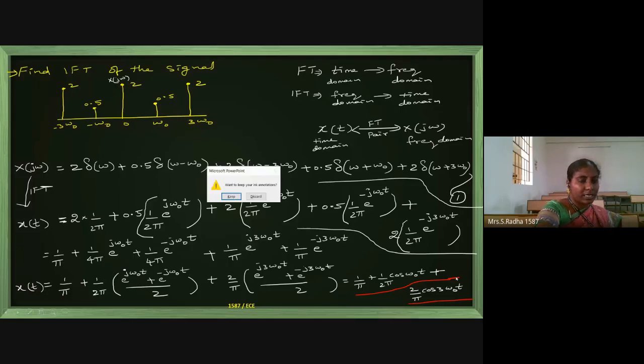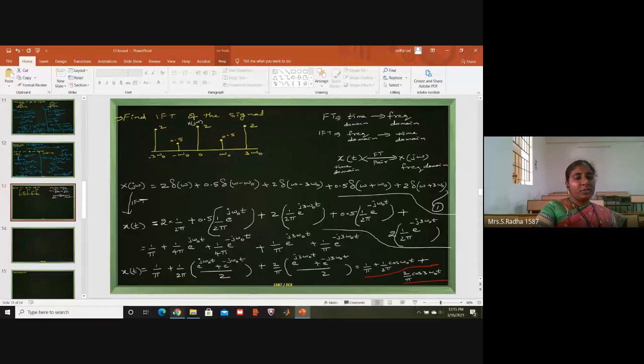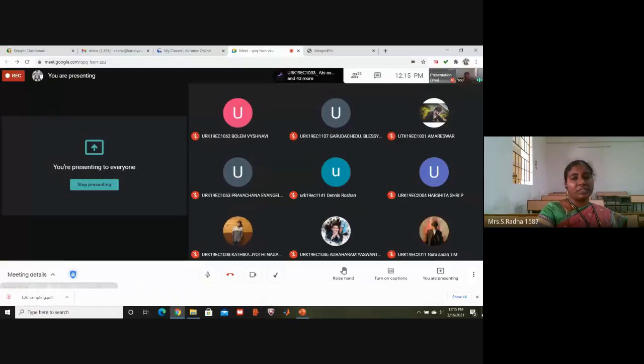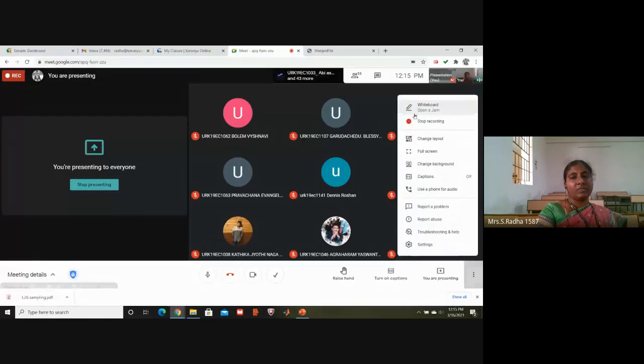What I have underlined in red color is about the time shifting property we are using for finding the inverse Fourier transform.